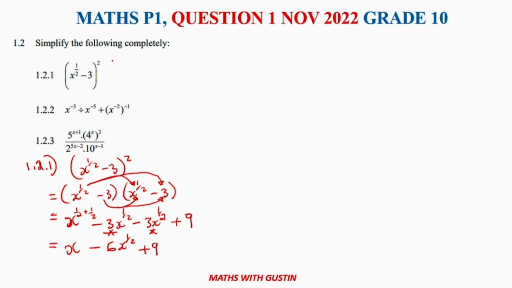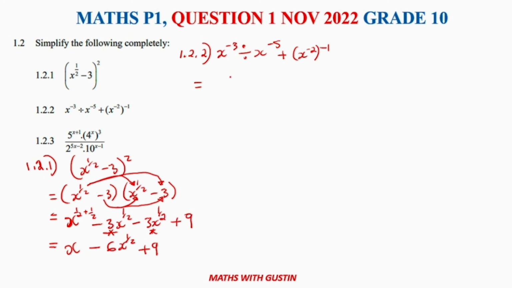All right, so now let's come here. We're doing 1.2.2. We are given an expression and we need to simplify it. Let's go ahead and have a look at it. It's x to the power of negative 3 divided by x to the power of negative 5, plus x to the power of negative 2 times negative 1.